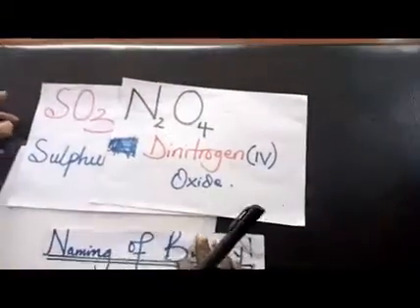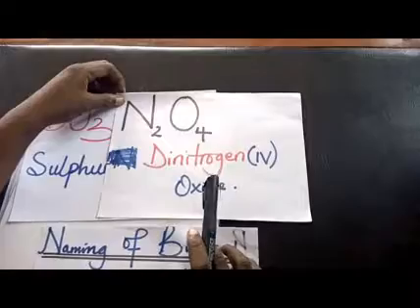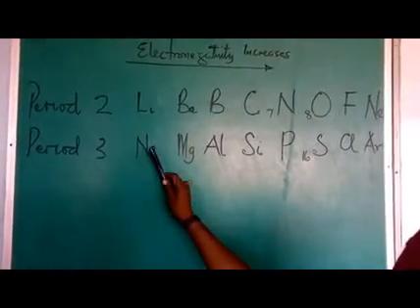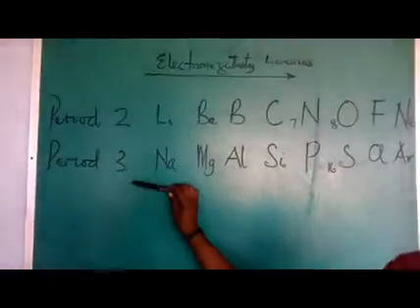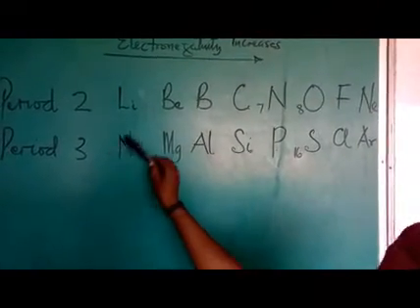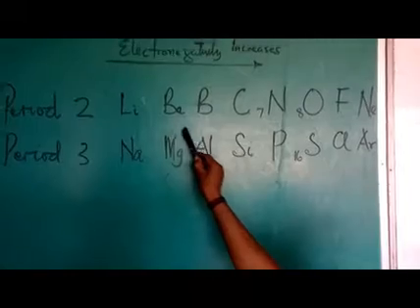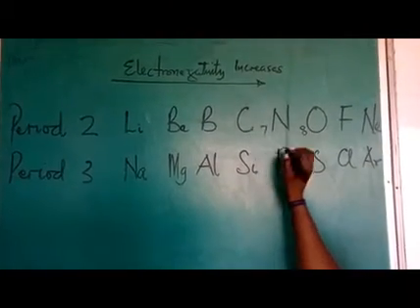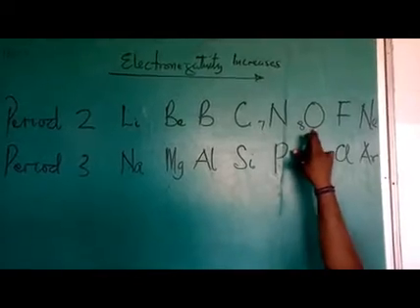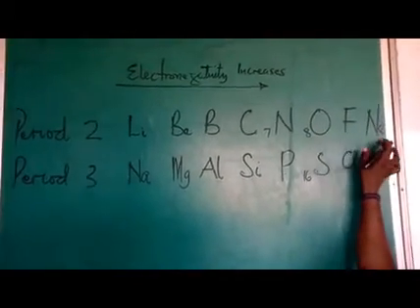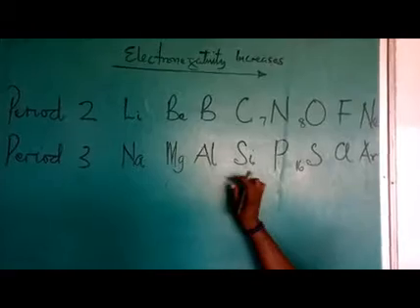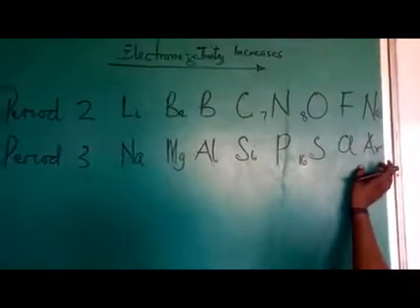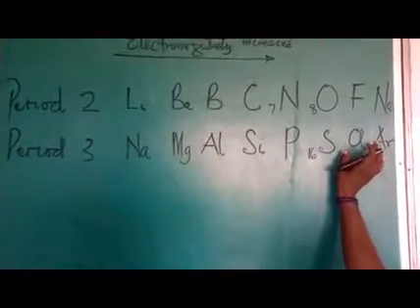So how do we do this? Now let's refer to the periodic table. This is the cutout section of the periodic table showing the elements of period 2 as well as the elements of period 3. You can see that arranged according to the atomic number, we have lithium, beryllium, boron, carbon, nitrogen with atomic number of 7, oxygen with atomic number of 8, fluorine, neon, sodium, magnesium, aluminum, silicon, phosphorus, sulphur, chlorine, and argon.